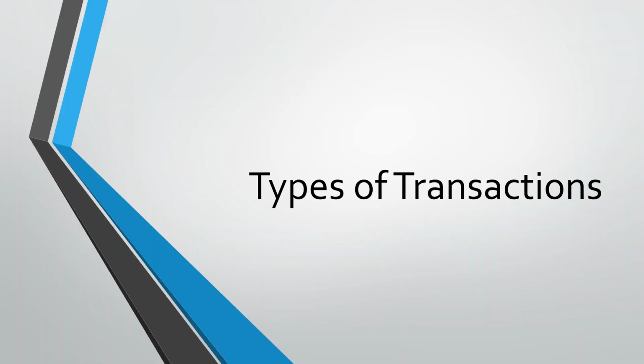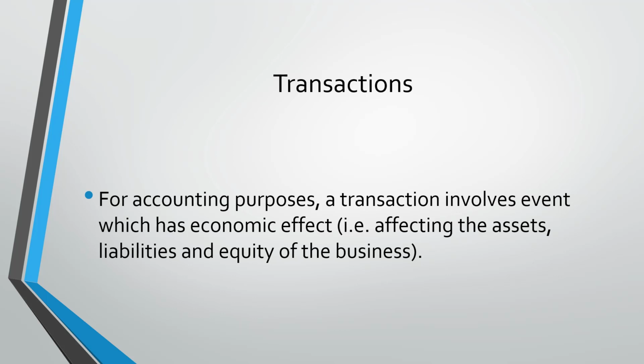Okay, so in this recorded lecture, we'll talk about types of transactions. For accounting purposes, when you talk about a transaction, it involves an event which has economic effect. So it affects the assets, liabilities, and equity. For example, when you purchase something, it will definitely increase your asset, but you have to pay something for that.